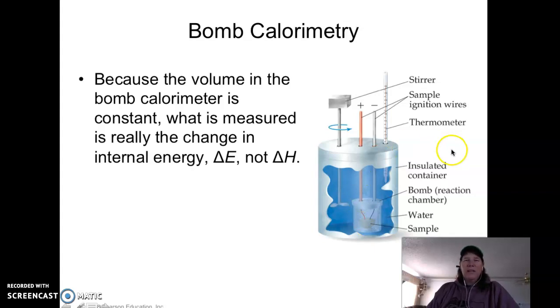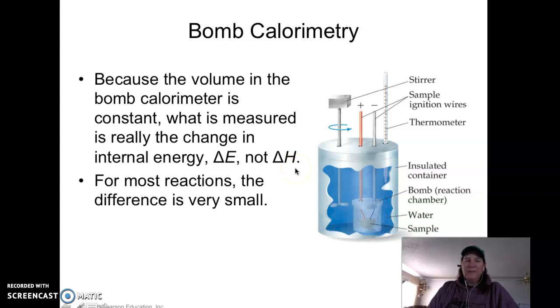Okay. So because the volume of the bomb is constant when it's measured, it's really a change in internal energy, our change in E, not a change in H, but it's close enough. The difference is so small that it's close enough. And we're just about out of time, so that's where we're going to end today. Okay.